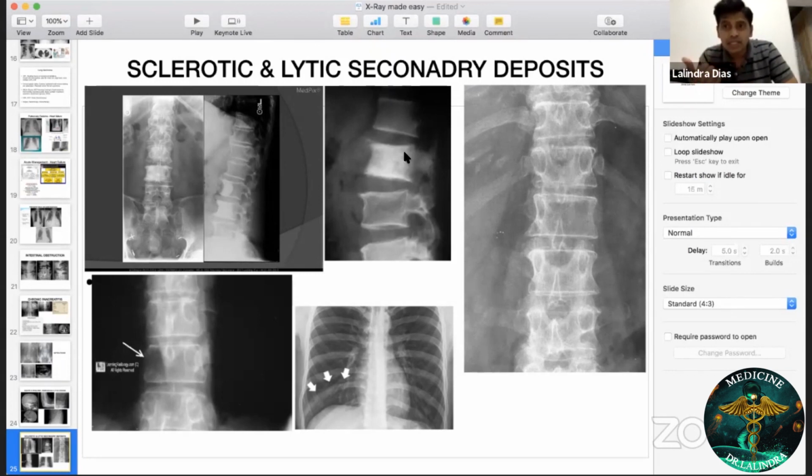Yes, the commonest is prostate cancer. So prostate carcinoma can cause these white colored sclerotic metastatic deposits. Sometimes it also can be seen in breast carcinoma and sometimes in lymphoma, but most importantly in prostate carcinoma. Right? Then other cancers, I told you, they produce black colored lesions. That is called lytic lesions.